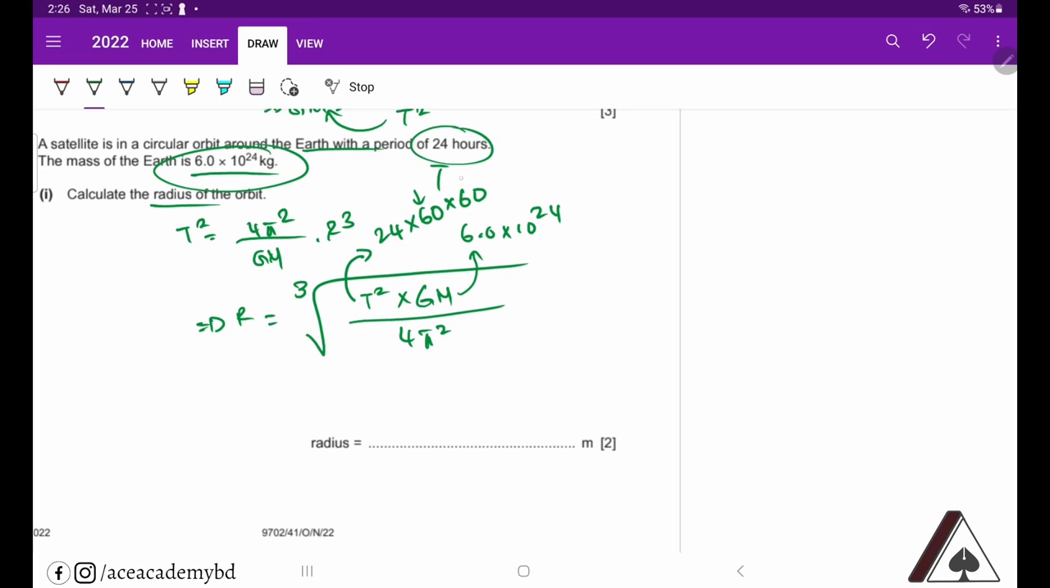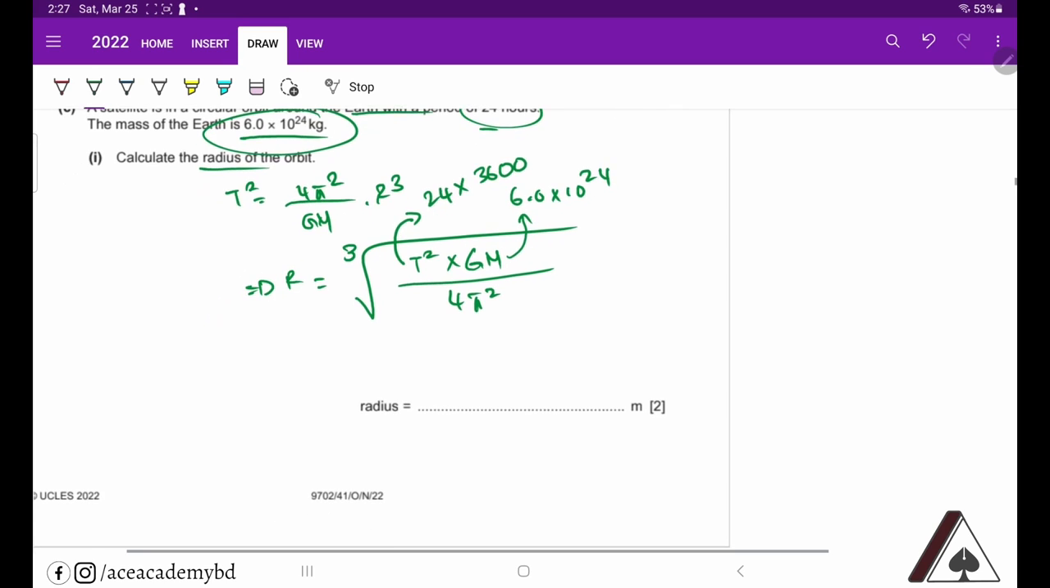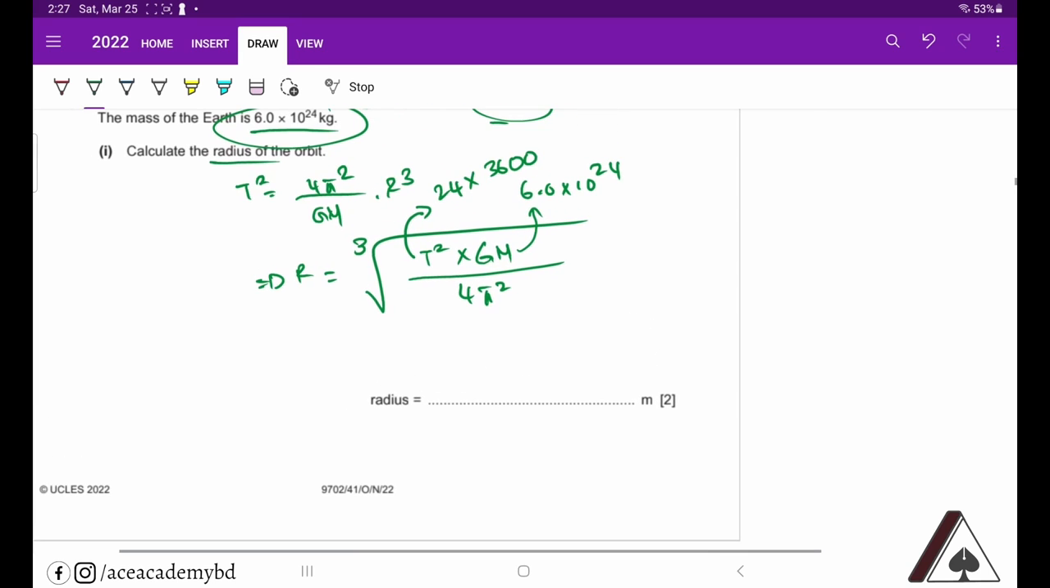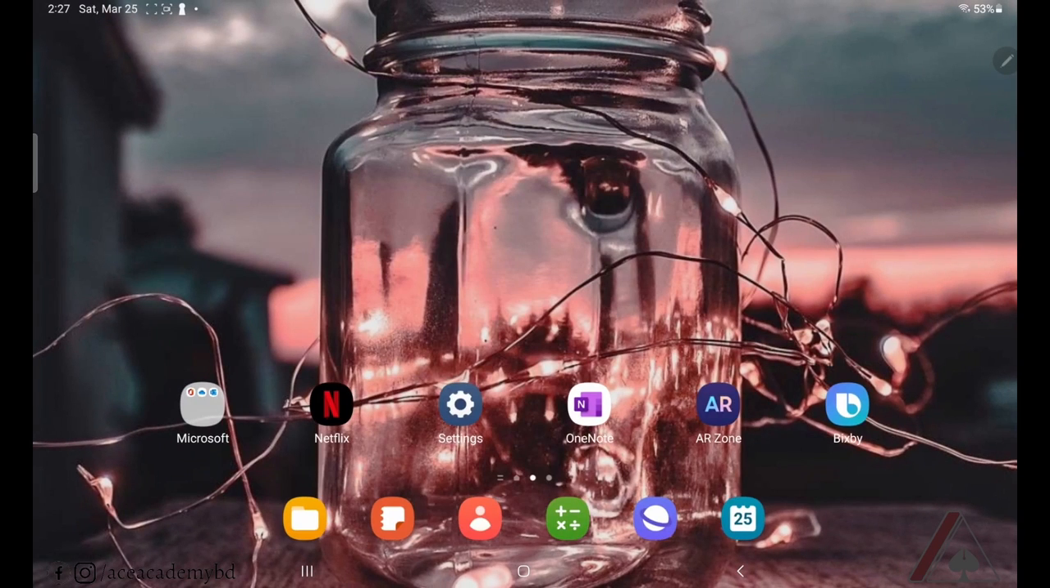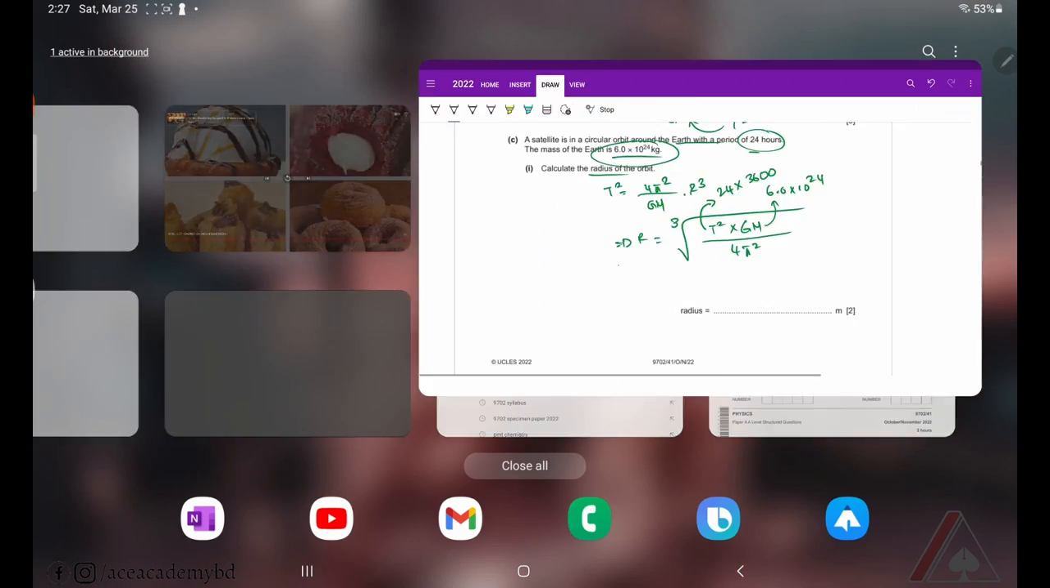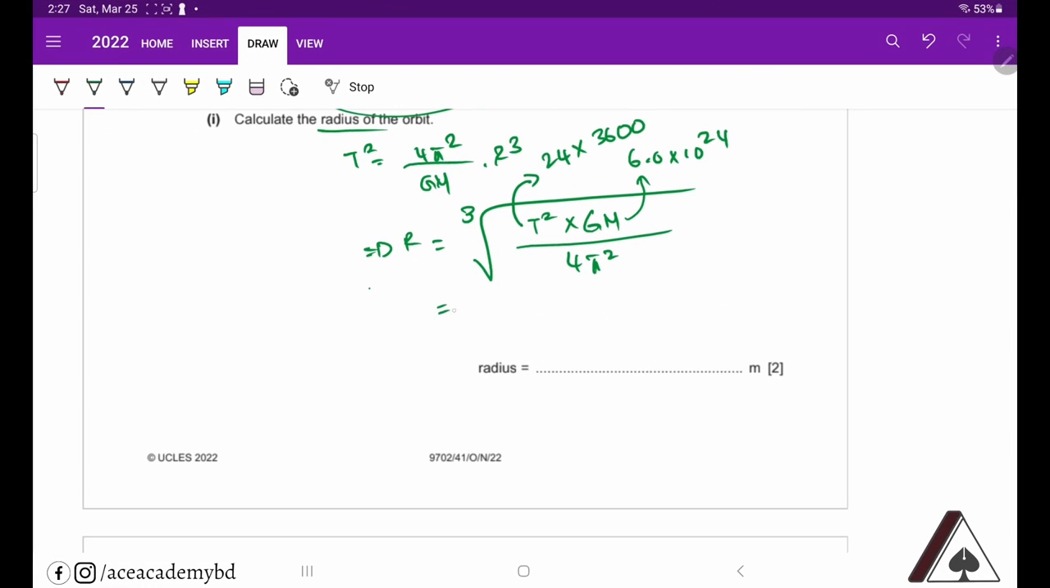Okay, this converts it to minutes and this converts it to seconds. Or we can directly write 24 times 3600, which is the conversion of hours to seconds. Now if we substitute these values in the equation, then it's going to give us 4.2 times 10 to the power 7, which is our answer. Okay, 4.2 times 10 to the power 7 meters, since it's the radius.